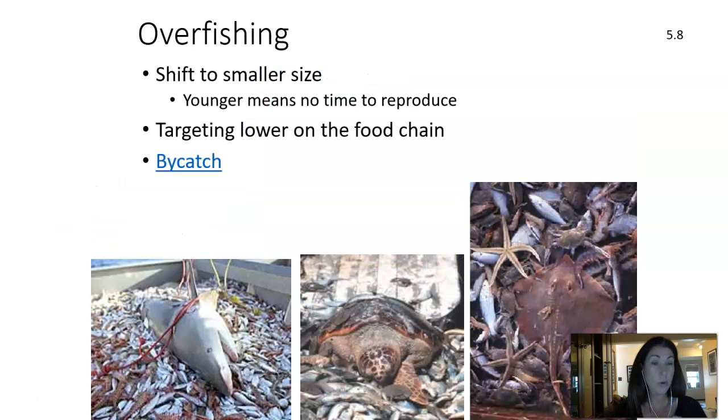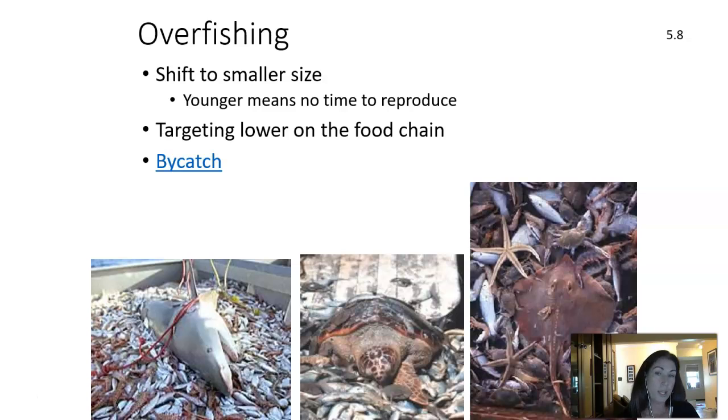Now, the signs that you are overfishing, one big thing you see is that it's harder and harder to catch these big fish. So the fish that we're seeing are shifting to smaller and smaller. Now that also means that they're younger and they haven't had time to reproduce. And that's a key thing, is you can't take fish out unless they have had the ability to reproduce.